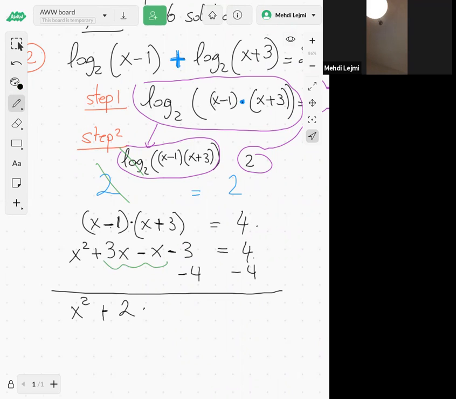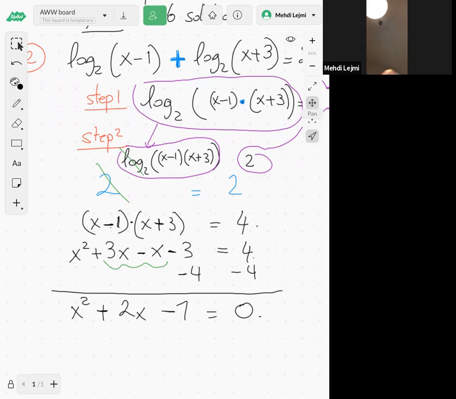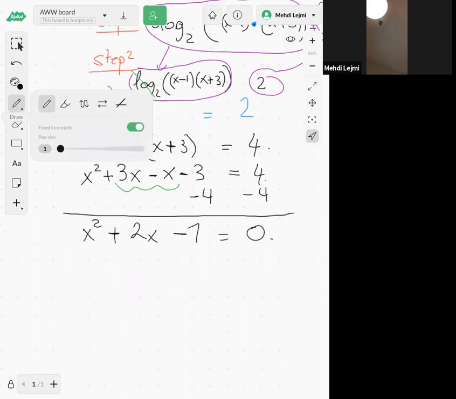So this is plus 2x, and then minus 3 minus 4, that's minus 7, equal to 4 minus 4, of course. 4 minus 4 is just 0. Right, so now I have this quadratic equation. I can solve this using the quadratic formula.